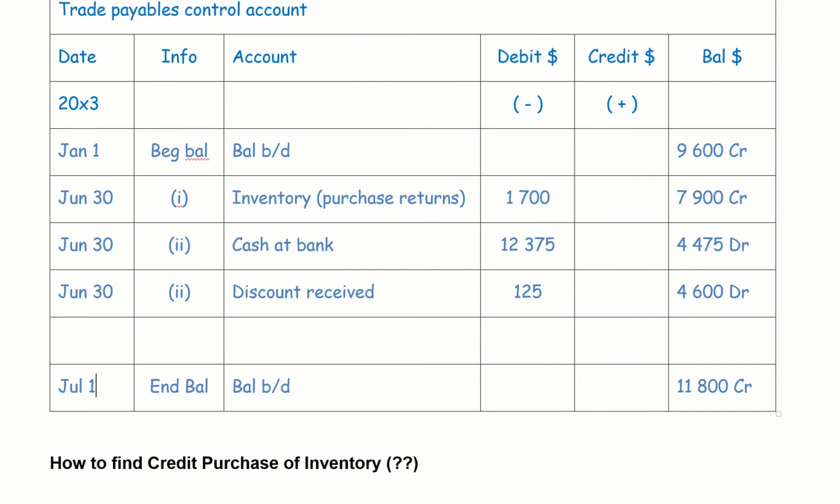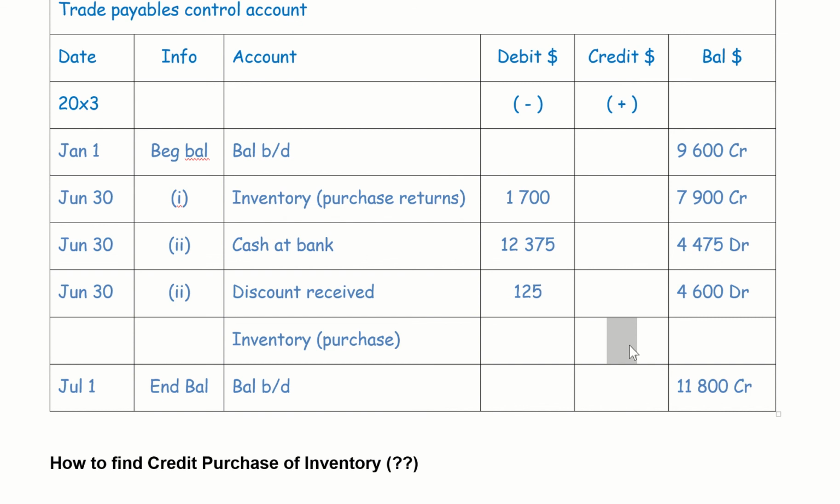So the next question is this. How did the trade payables go from a negative number to a positive 11,000? Usually when this happens, it is because you have purchased some inventory. And when you purchase inventory, usually you will record it at the credit column.